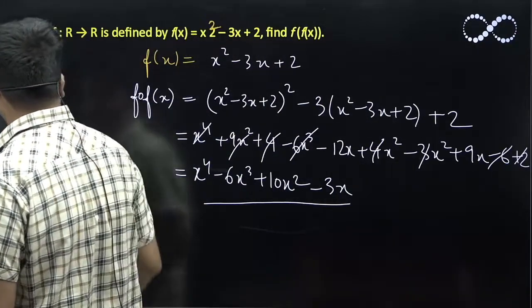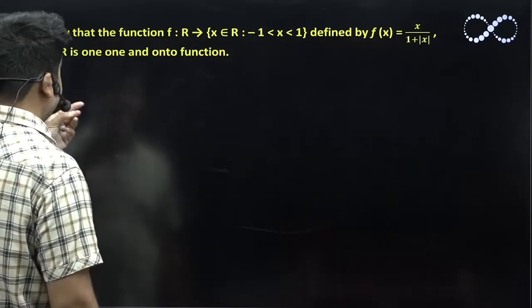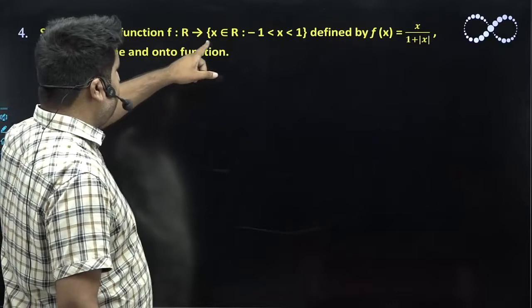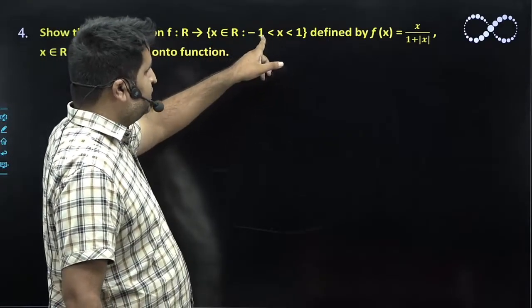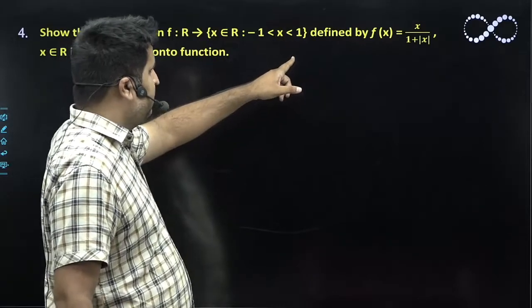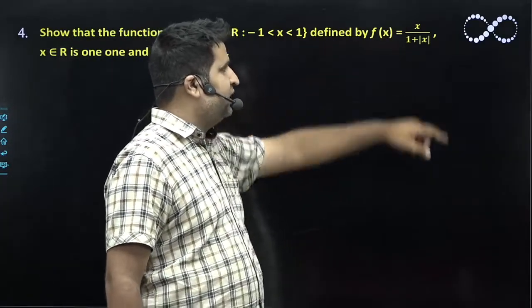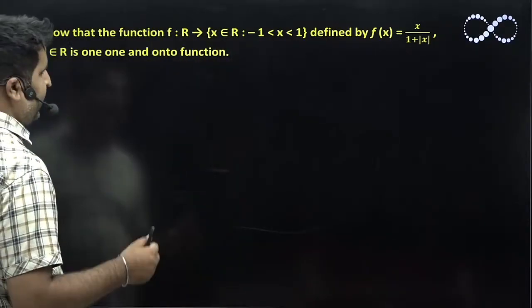The fourth one. The fourth question is, show that the function f defined from R to the interval minus 1 to 1, so x lies between minus 1 to 1, is defined by f of x is equal to x upon 1 plus mod x. Show that this function is 1-1 and onto.